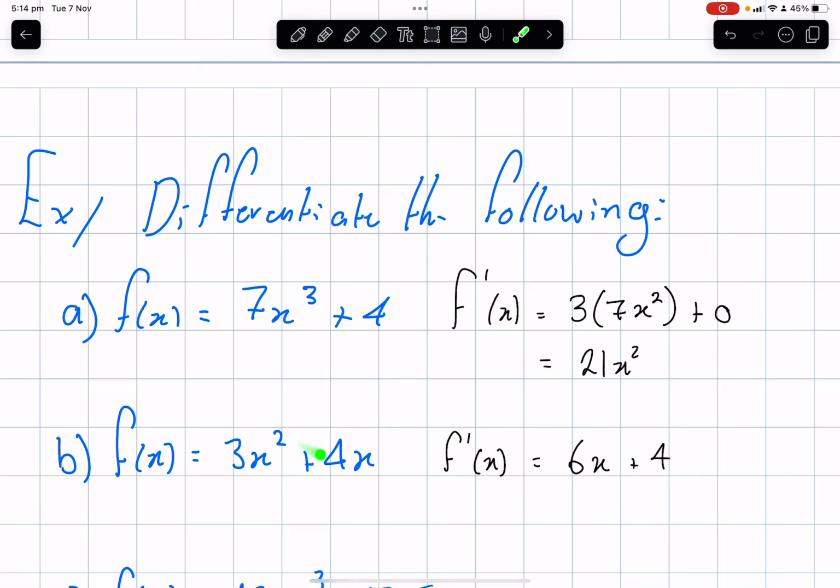So if you see something multiplied by an x just by itself in my function, the derivative is just the coefficient at the front. If x is by itself, then we just replace it with a 1.